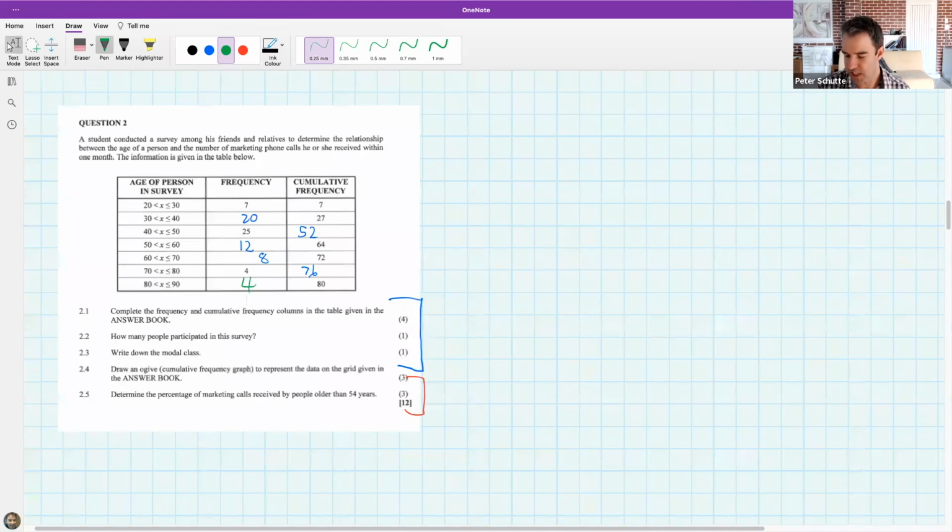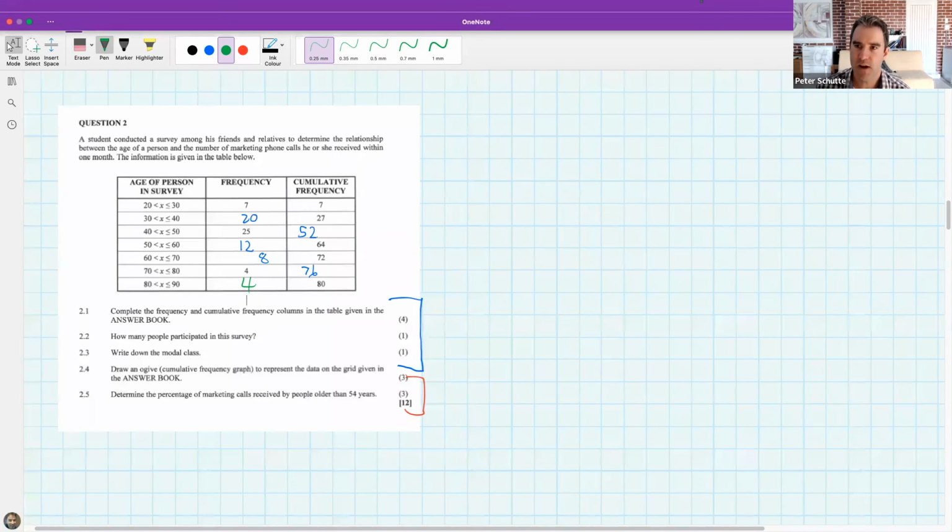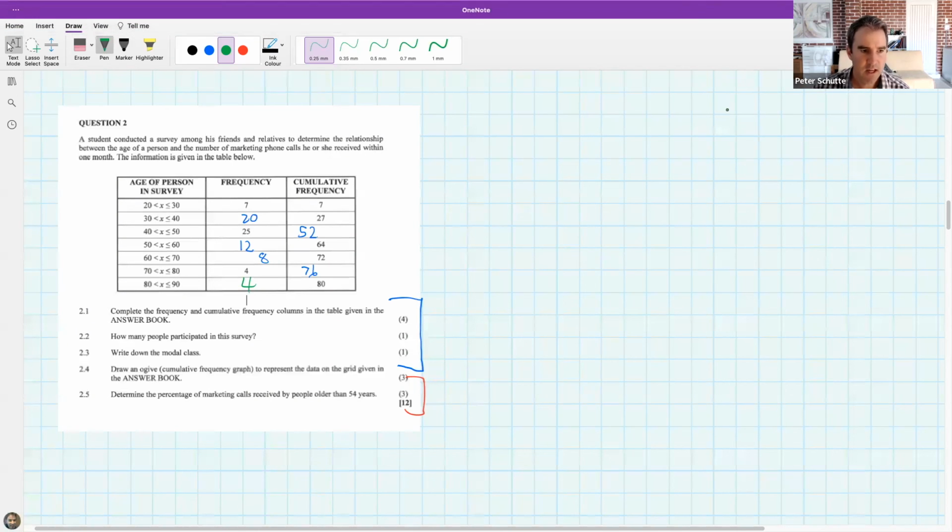Okay, so this is a different type of question which we haven't seen before, but you can see how you have to understand what a cumulative frequency table is. So how many people participated in the survey in total? That's what I want to know next. Okay, and so the total is just going to be 80 because it's the number at the very bottom. There were 80 people who participated in this survey. What is the modal class? 2.3, what is the modal class?